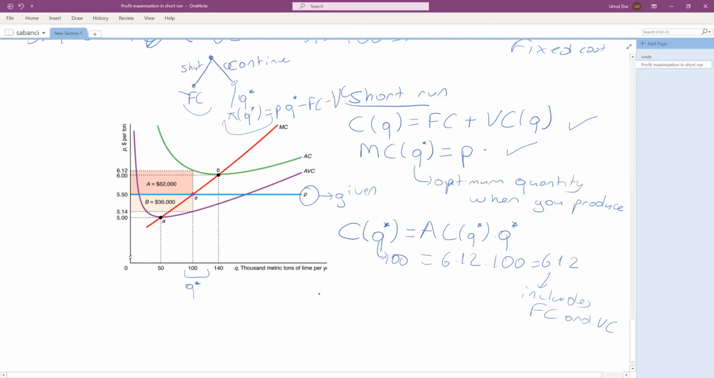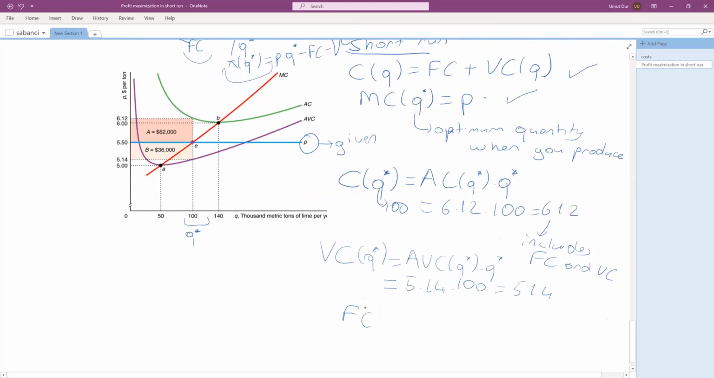Can I find my variable cost at Q star? What is my variable cost at Q star? It is average variable cost at Q star times Q star. What is average variable cost at Q star? It is 5.40 times Q star, which is 100, which is 514. And my fixed cost, even I cannot see my fixed cost here, okay?